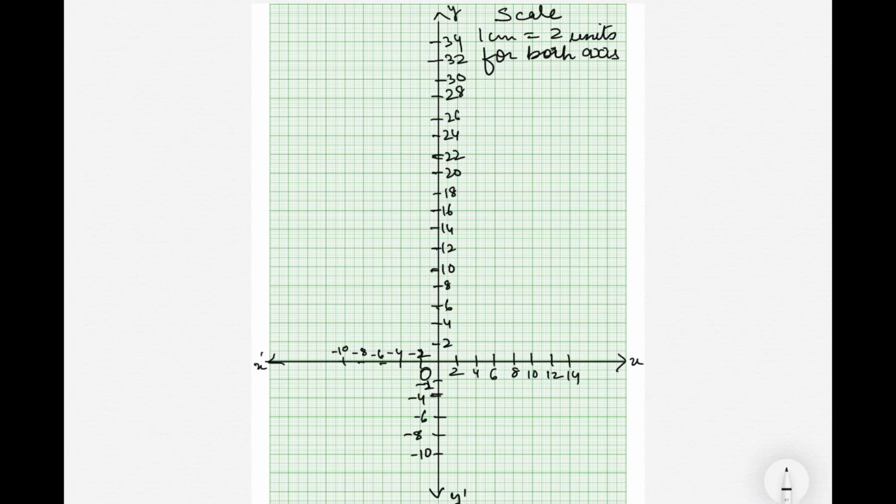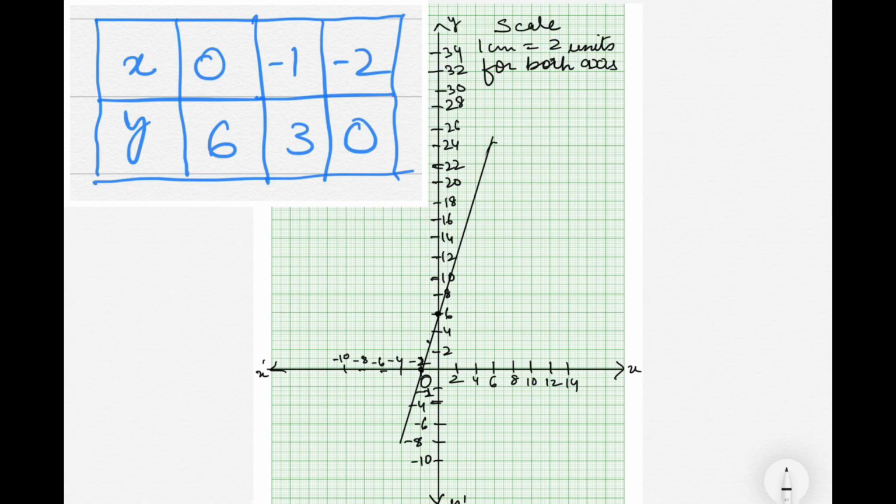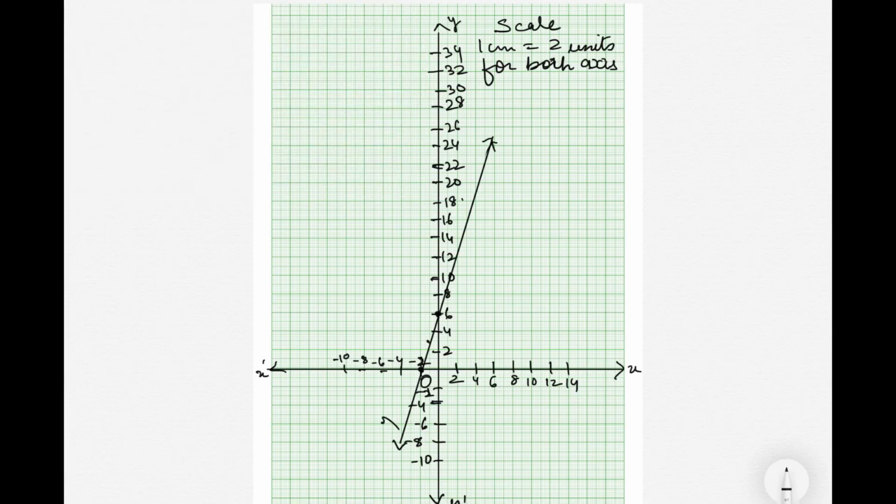Now we have coordinates for one equation: 0 and 6. Then I have minus 1 and 3, so minus 1 would be this and 3 would be this. And minus 2 and 0, so this is my third coordinate. Fine. Now let's join these points. So I've got this line. Now this line is y is equal to 3x plus 6.